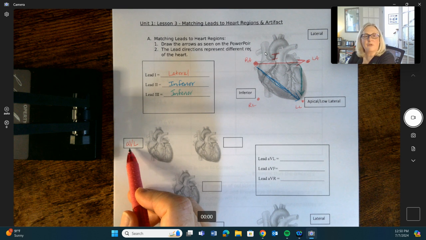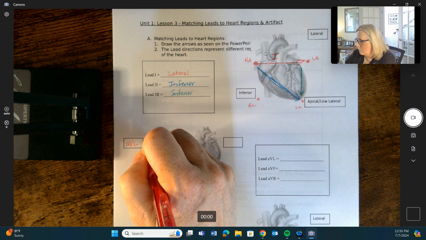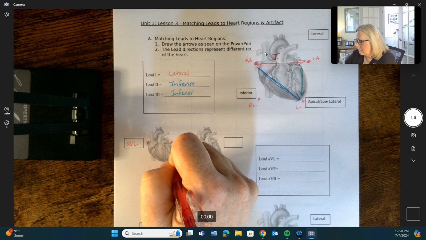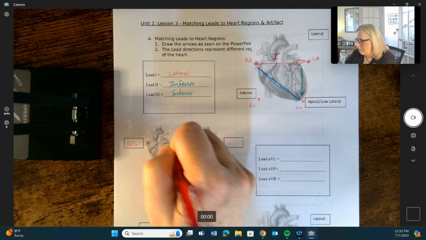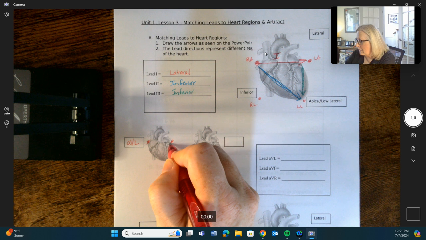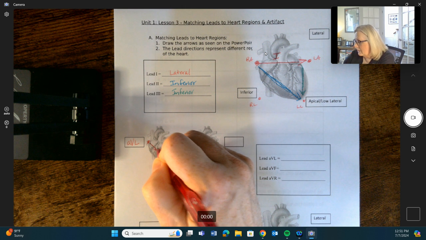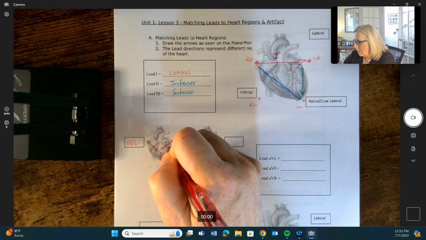V stands for ventricular. L stands for left arm. So remember, we only use these 3 of our Einthoven's triangle, and since it's augmented, we need to use all 3 of them. We're going to land at the L, which is our left arm. So it's going to end here. These 2 must first meet in the middle and then go out to the left arm.